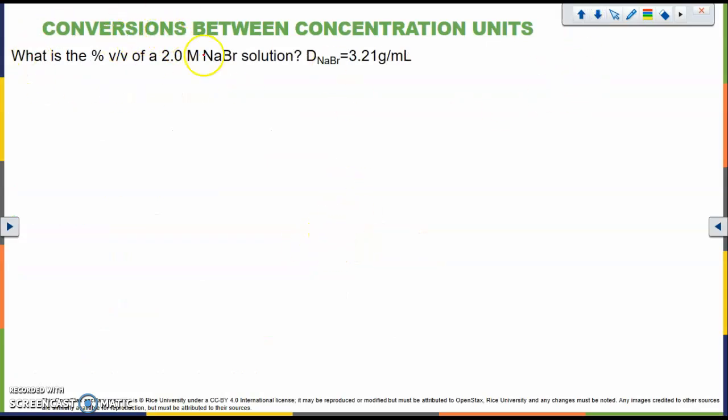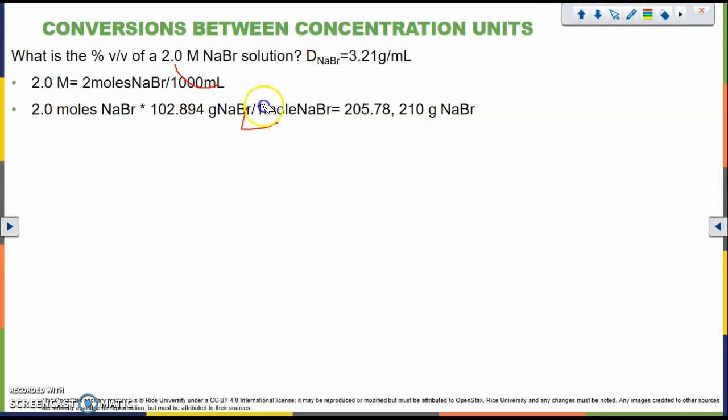Here we have another conversion between concentration units. So this is asking what is the percent volume. Now we're going backwards. We're going from molar to percent volume. Again, understand that molar is moles over liter. So the first thing is that it's expressed as 2 moles over 1,000 mils, because a liter is also the same as 1,000 milliliters.